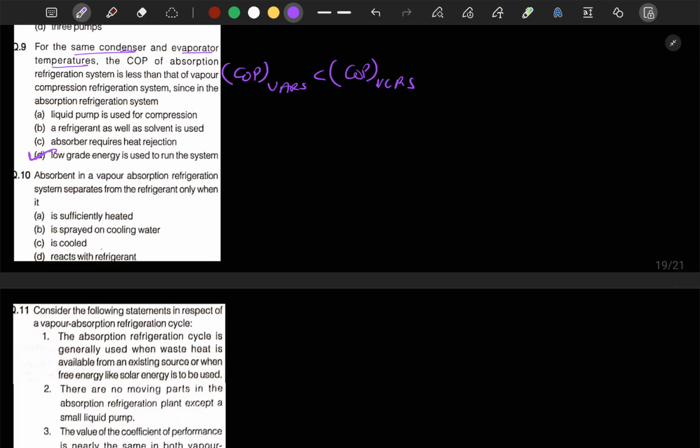Next, the absorbent in the vapor absorption refrigeration system is separated from the refrigerant only when it is sufficiently heated. Okay, so we know that absorbent and refrigerant separate in the generator. Correct, in the generator it is heated.